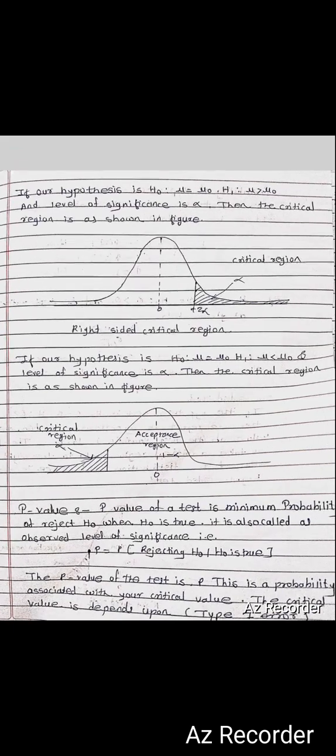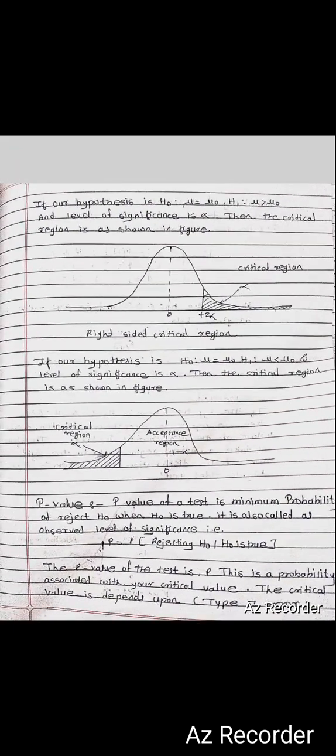Next we discuss the p-value. The p-value of a test is the minimum probability of rejecting H0 when H0 is true. It is also called the observed level of significance. Probability of rejecting H0 when H0 is true. The p-value of the test is p. This is a probability associated with the critical value.